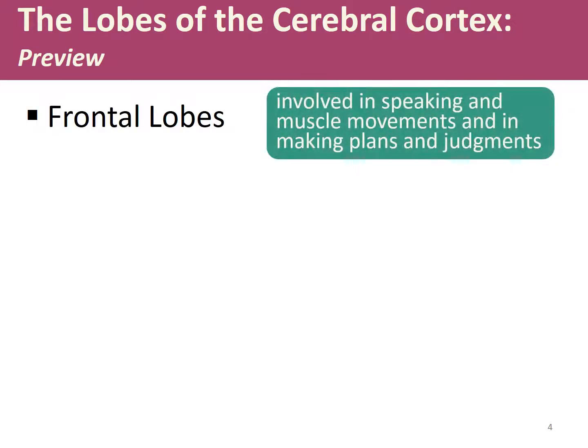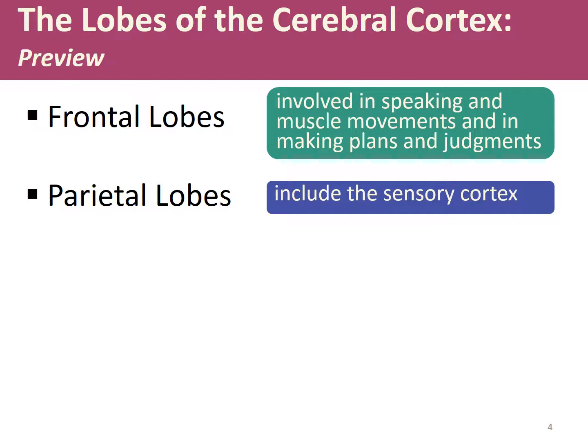So the 4 lobes of the cortex. We have the frontal lobe, which is right behind your forehead, involved in speaking and muscle movements. It's also responsible for making plans and forming judgments. And we saw that damage to the frontal lobe, as was the case in Phineas Gage, led to impulsive behavior, and also led to a lack of a filter. So just sort of commenting or doing things that you normally would put a stop to.